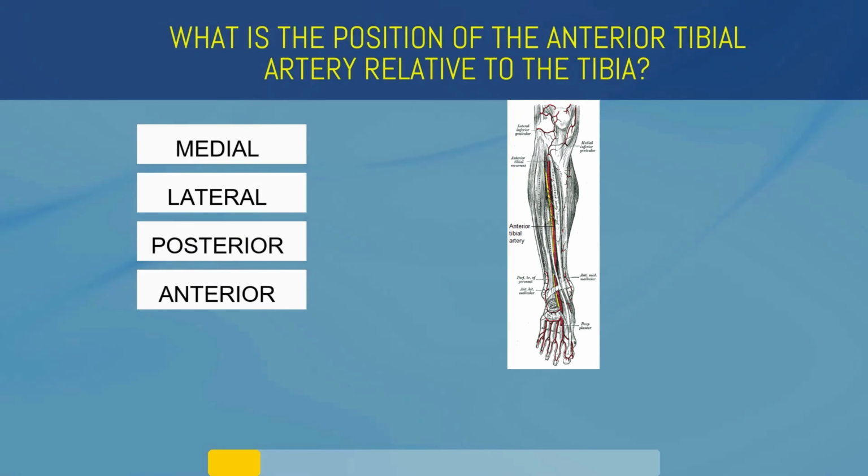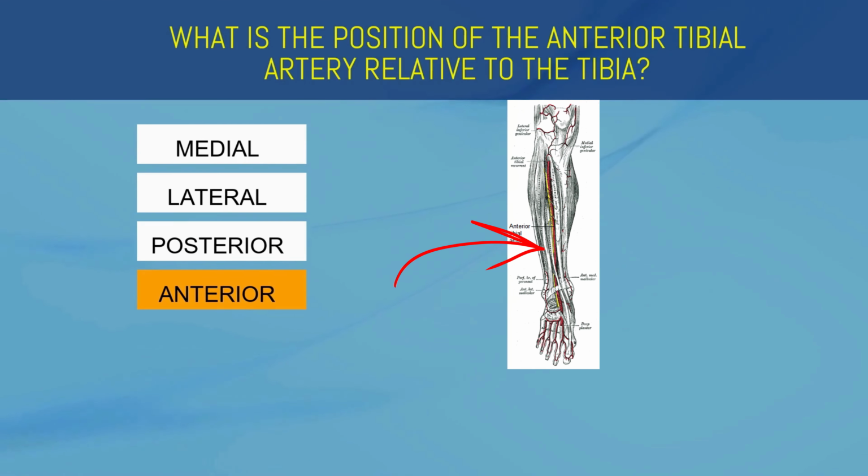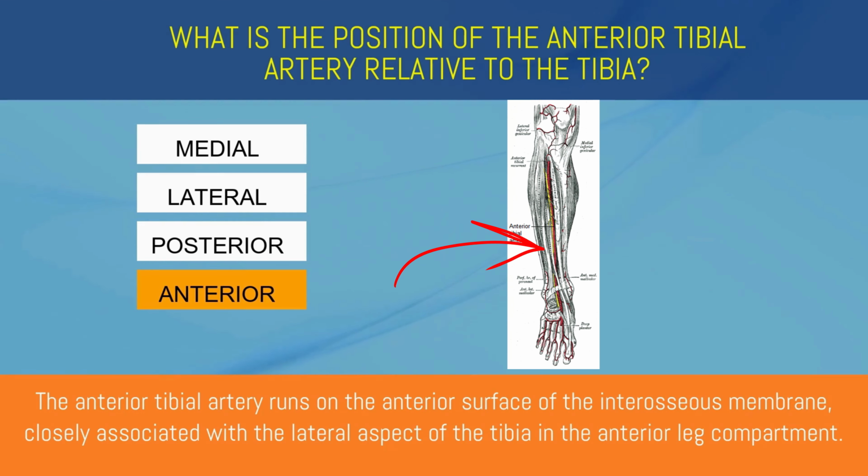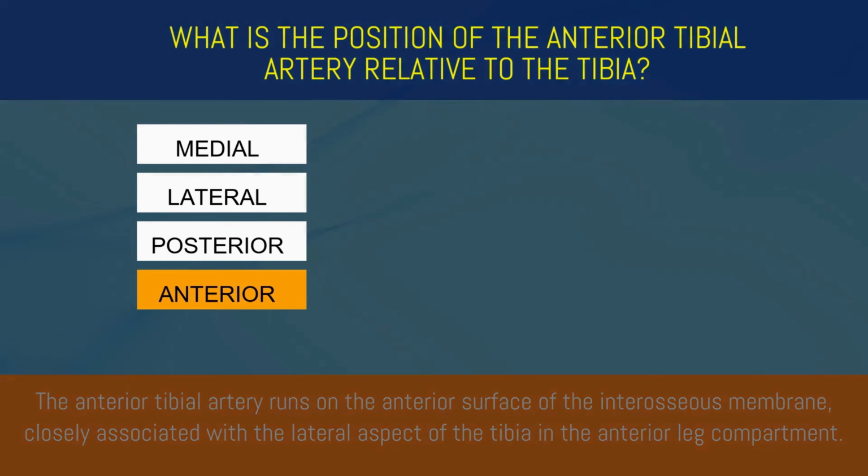What is the position of the anterior tibial artery relative to the tibia? Medial, lateral, posterior, or anterior? Anterior. The anterior tibial artery runs on the anterior surface of the interosseous membrane, closely associated with the lateral aspect of the tibia in the anterior leg compartment.